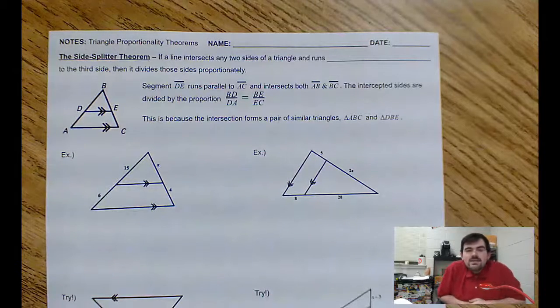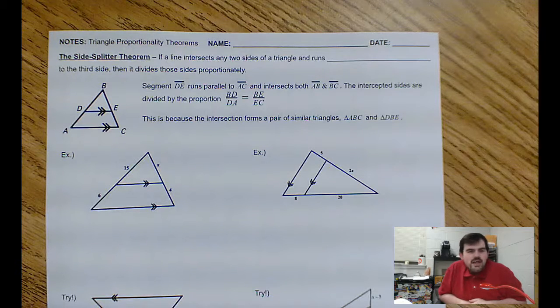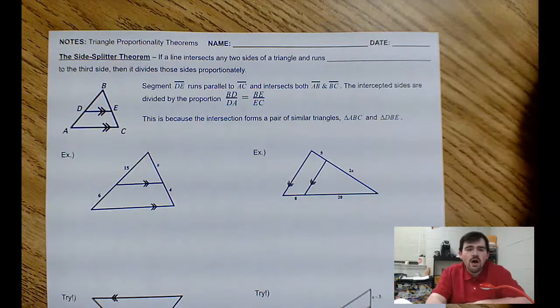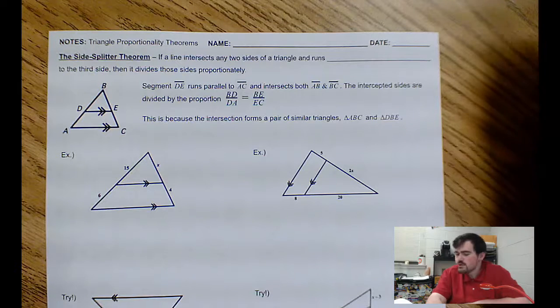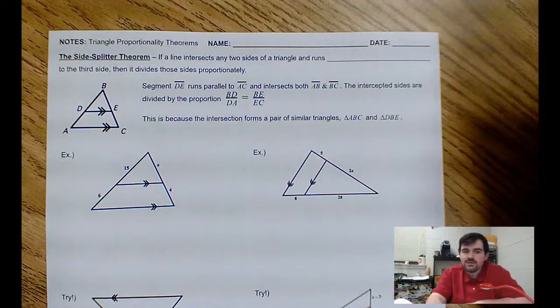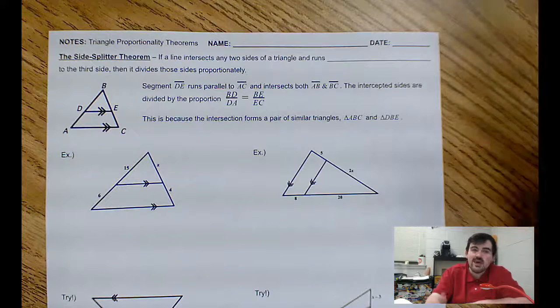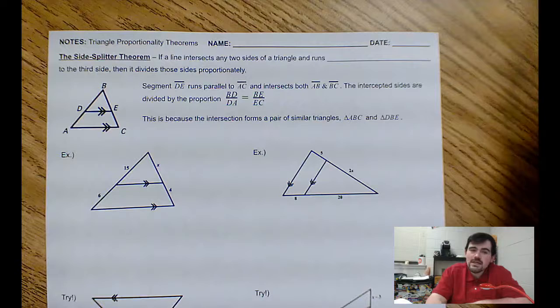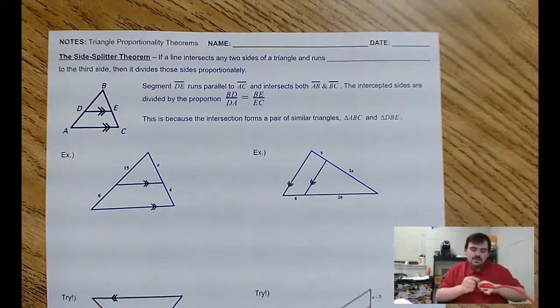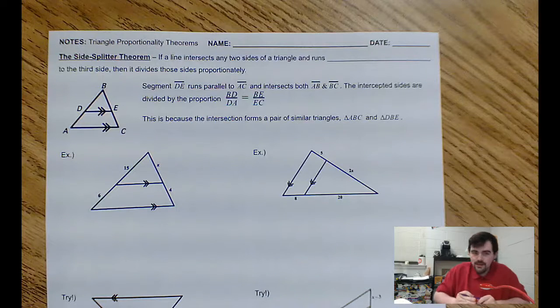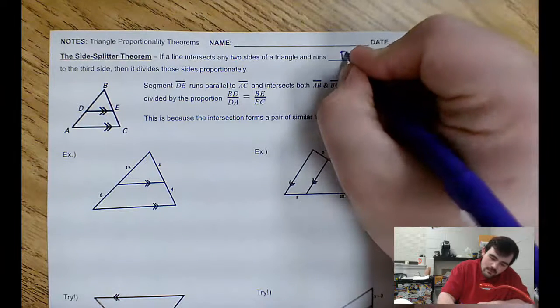Today we're going to continue our study of similar triangles and talk about proportionality theorems. So, similar triangles, which we talked about previously, all follow a specific proportion. Today we're going to talk about two special cases in which triangles follow proportions based on other things. This first theorem is called the side splitter theorem, and it comes into play whenever you have a line that intersects two sides of a triangle and is parallel to the third.